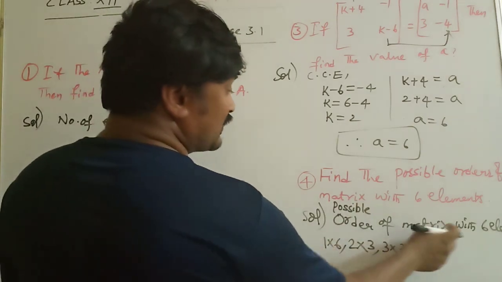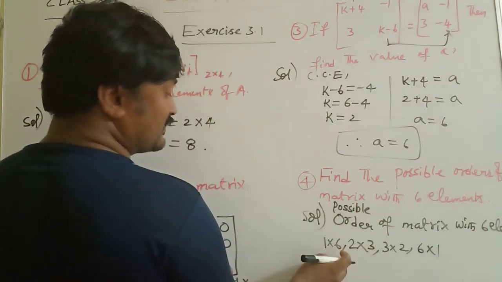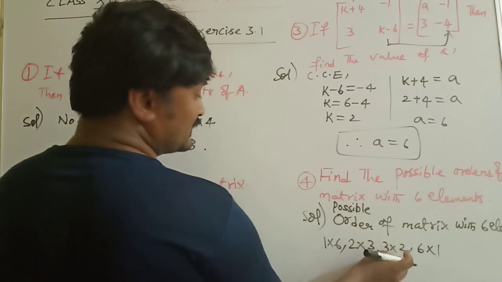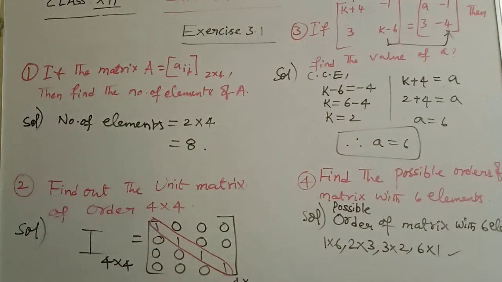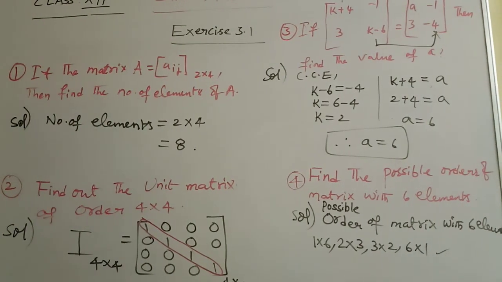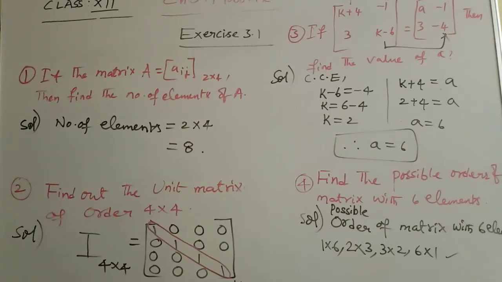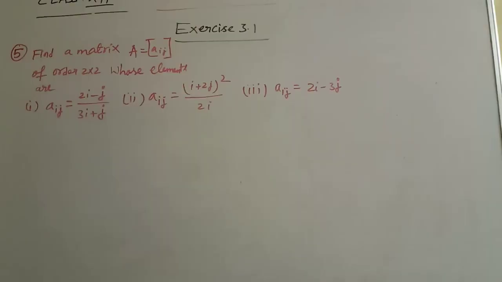So the possible orders of a matrix with 6 elements are 1 by 6, 2 by 3, 3 by 2, and 6 by 1. These are the possible orders of a matrix with 6 elements. So this is about your problem number 4, and now we are going to the other problems.